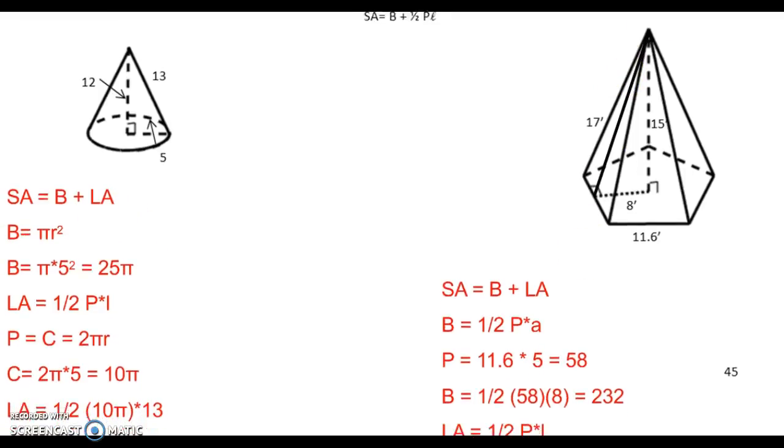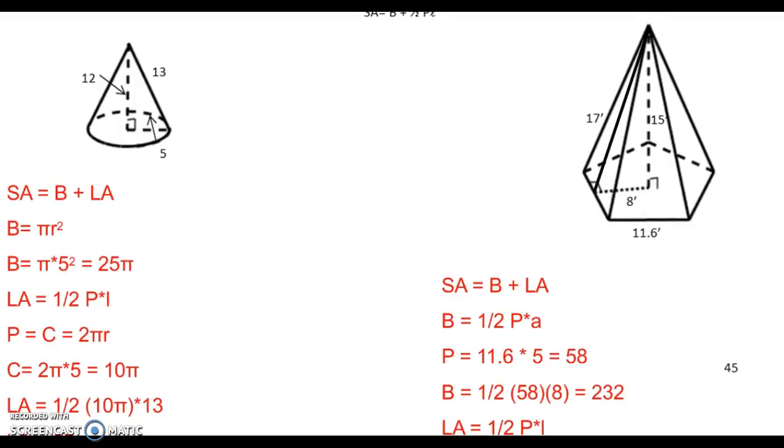So here, my base is shaped like a regular pentagon, so I use my formula for area of a regular polygon, which is 1/2 perimeter times apothem. Perimeter, of course, is the number of sides times the length of the side, which gets me 58. Plug in to get a base area of 232.